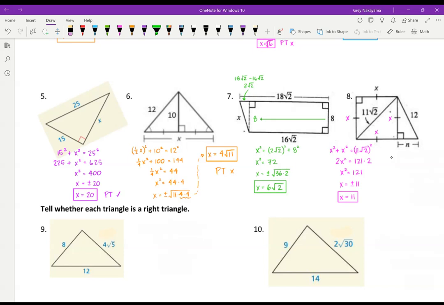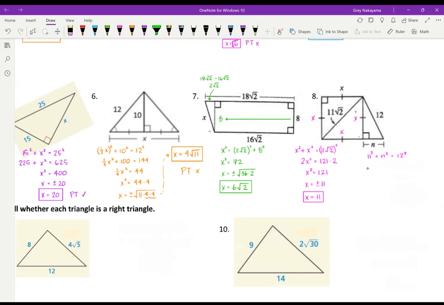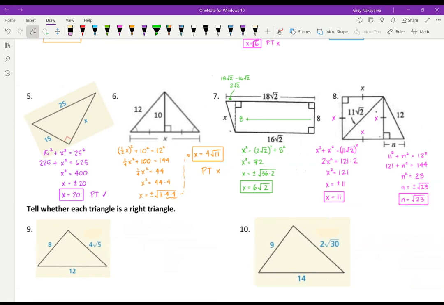So x is 11, so I'm going to have 11 squared plus n squared equals 12 squared. That's 121 plus n squared equals 144. N squared equals 23, and n equals plus or minus the square root of 23. So n equals the square root of 23. So, several examples for your Pythagorean theorem.